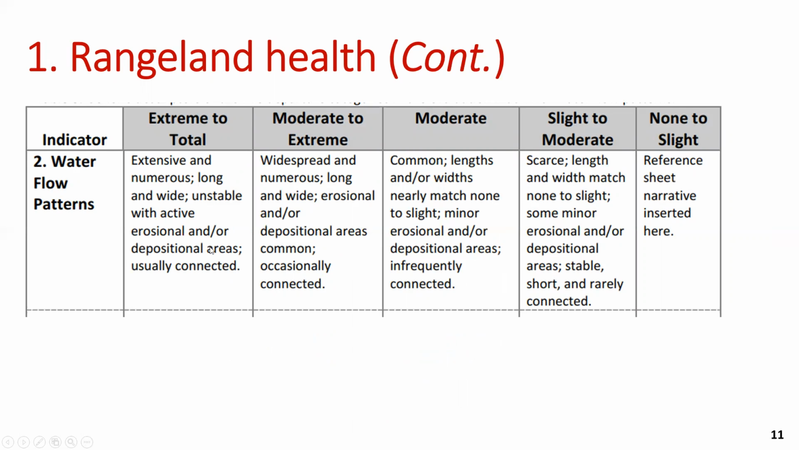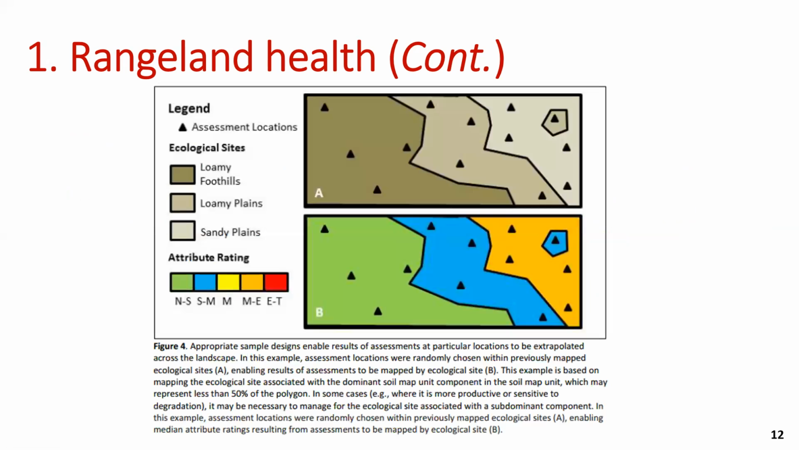So this table gives you a rate depending on the situation. So you are looking for water flow pattern, for example, in that particular land. And then based on the observation that you make and the data that you collect, you can rate it. You can rate the condition, give the status of the condition, whether it's extreme to total, moderate to extreme, or none to slight. And then it has here a description about the situation that you are actually seeing in the field.